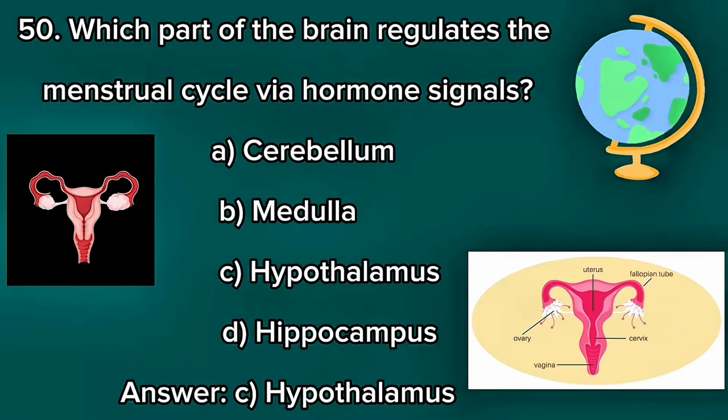Which part of the brain regulates the menstrual cycle via hormone signals? A. Cerebellum, B. Medulla, C. Hypothalamus, D. Hippocampus. Answer, C. Hypothalamus.